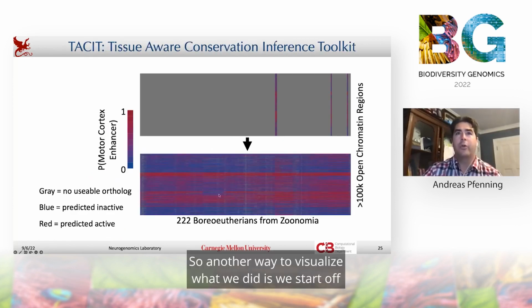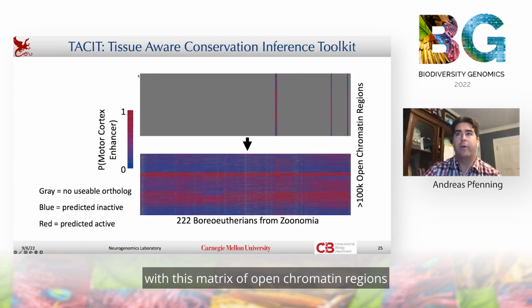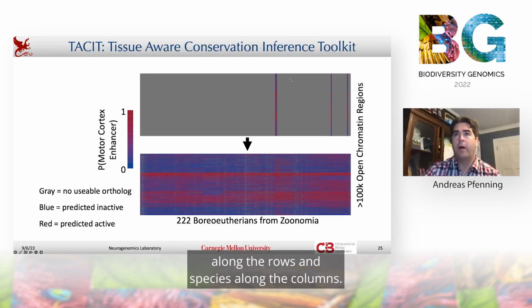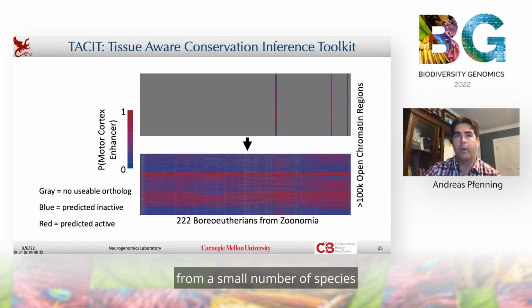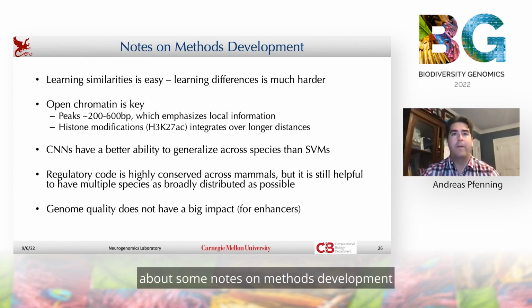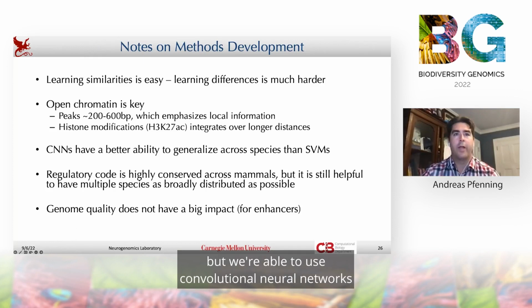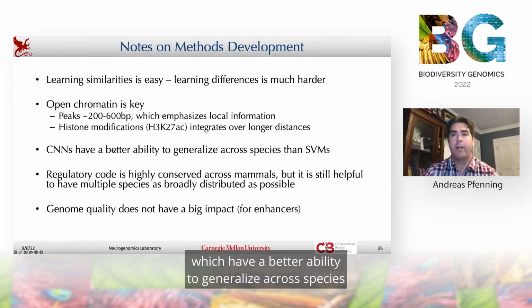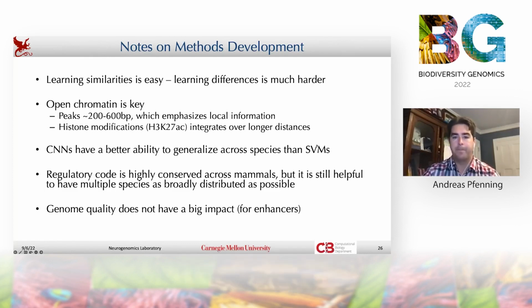Another way to visualize what we did is we start off with this matrix of open chromatin regions along the rows and species along the columns. We start off with information from a small number of species and then make machine learning inferences to fill in this entire matrix so that we get predicted open chromatin levels across these 222 species of interest. I don't have time to talk about methods development, but we're able to use convolutional neural networks, which have a better ability to generalize across species than the support vector machines that we also tried.